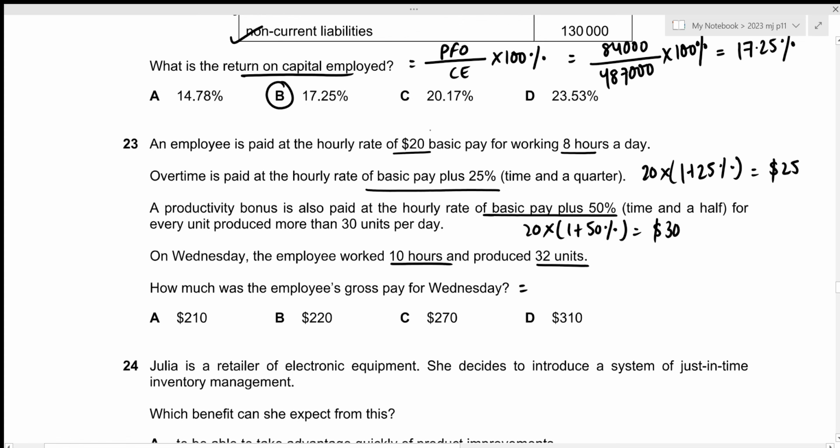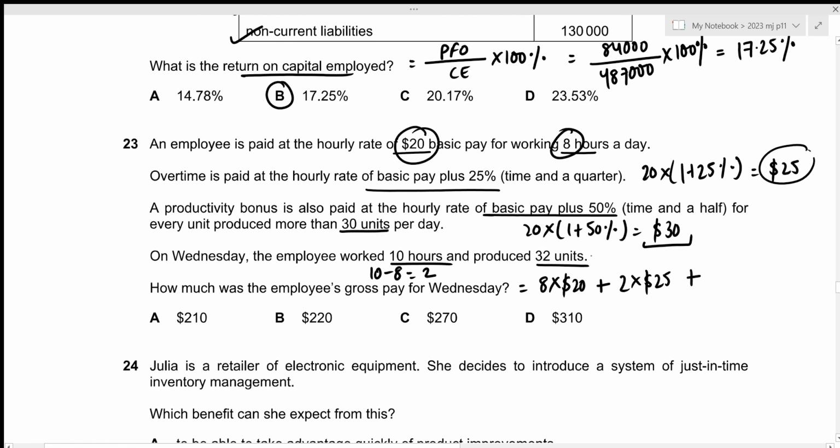So the employee will get 20 per hour for 8 hours. So that's 8 times 20. Then for overtime, hourly rate is 25. So the extra hours that he worked is 10 minus 8, that's 2. So for 2 hours, he'll get 25. Then he'll also get 30 per unit for units produced more than 30 units. So the extra units is 32 minus 30, which is 2. So for extra 2 units, he'll get 30. And this gives 160 plus 50 plus 60, which gives a total of 270. That's the correct answer, which is given in option C.